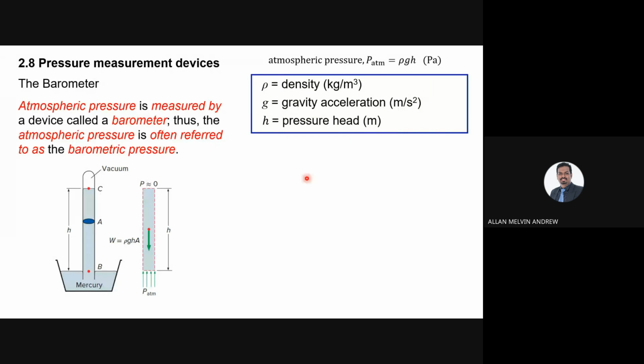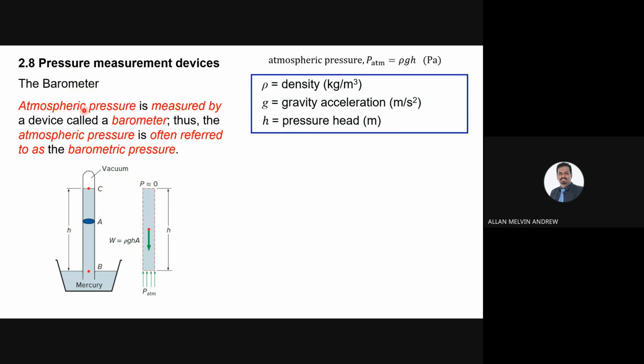Okay, so today we will cover pressure measurement devices. Section 2.8. Normally we measure pressure with certain devices. Nowadays in hospitals we can have a digitalized system to measure the pressure. But in those times we often used a barometer. So a barometer is a pressure measurement device.